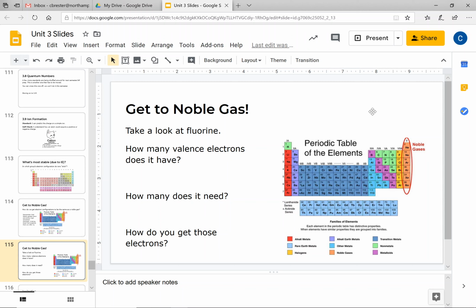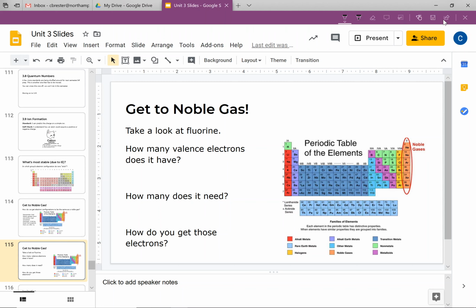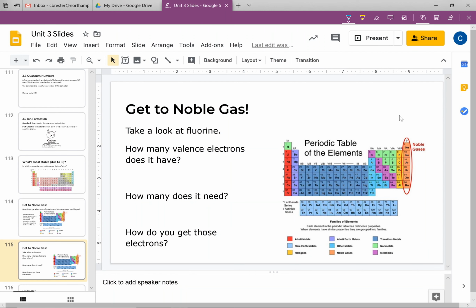Let's take a look at fluorine here then. Right here. Element number 9 on our periodic table. I want you to take a quick second here. Think about how many valence electrons it has. And like I said in the previous video, this is where you would pause the video so you get that answer in.